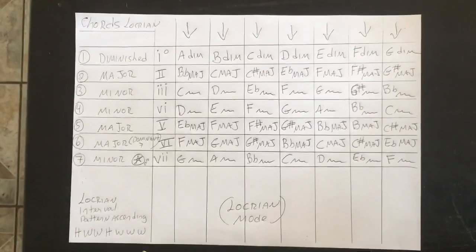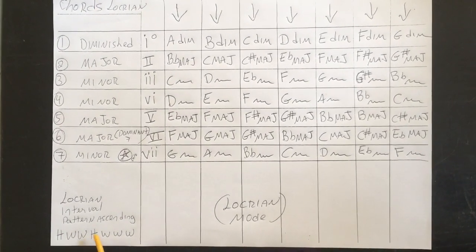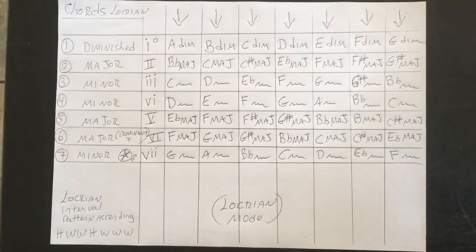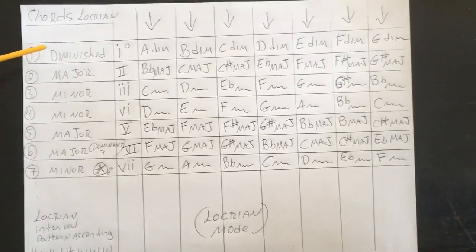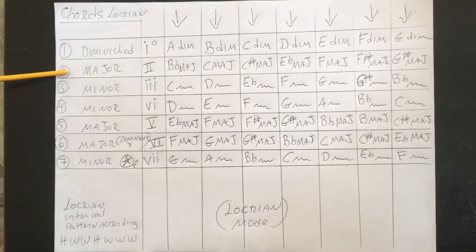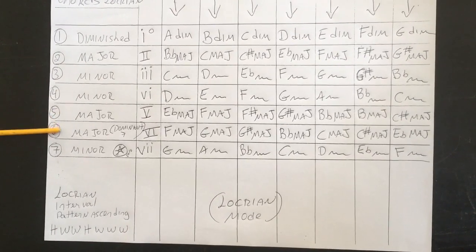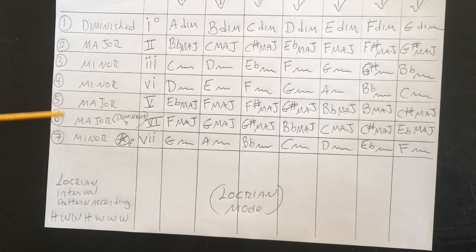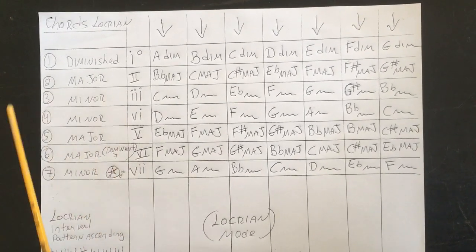Here's your Locrian mode, and the intervals are right here. So you have a half, whole, whole, half, whole, whole, whole. Those are your 7 intervals, and here they are represented in chords. So your first chord is diminished, second is major, third minor, fourth minor, fifth major, sixth major, and the 7th is a minor. Those are your 7 degrees there.